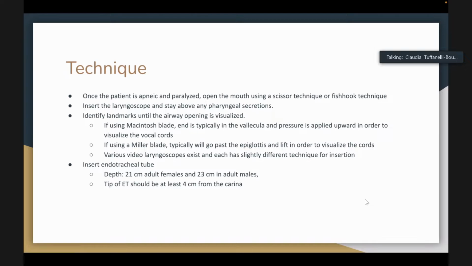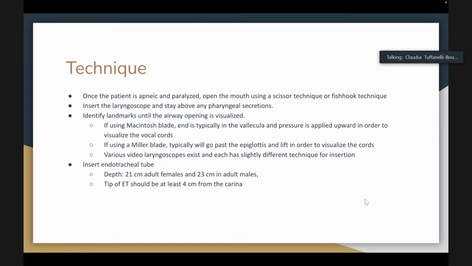If you're using the Macintosh, which is, I'd say, much more common, you're going to put the end of it in the vallecula, so kind of the little canal in the mouth, and then lift up. When you lift up, it should expose the vocal cords. There's very few situations when you should pass a tube without seeing the cords, especially as a less experienced intubator, because you're really likely to get in the esophagus.